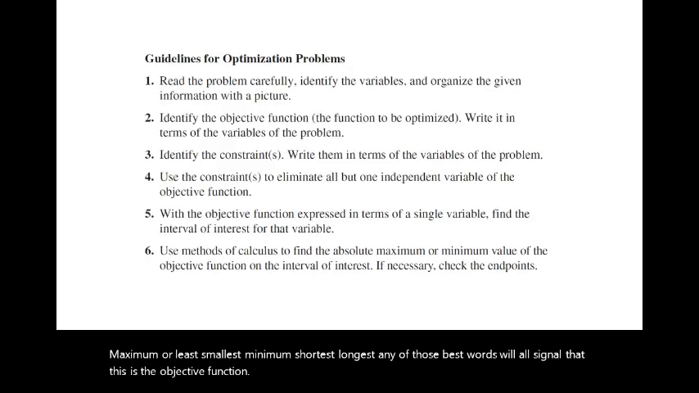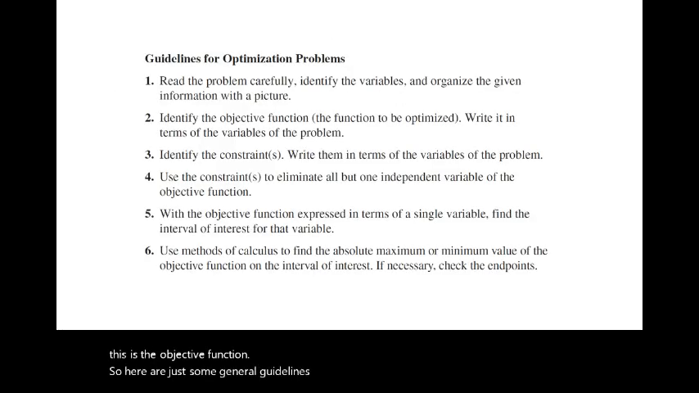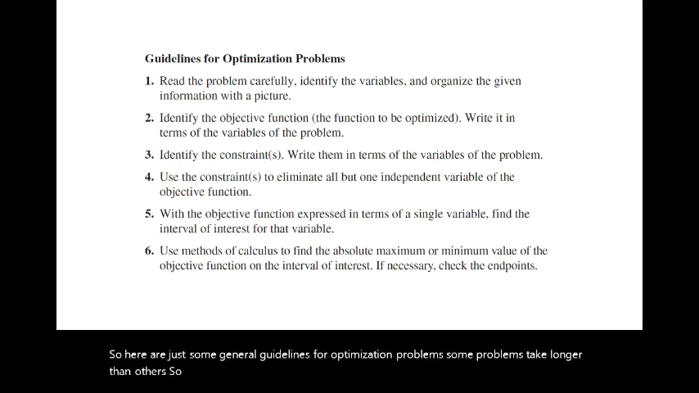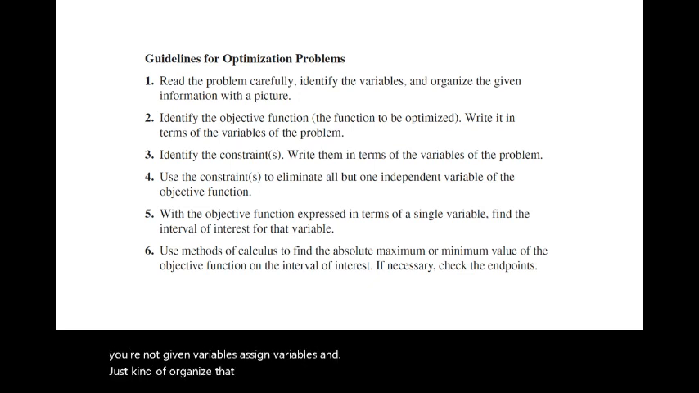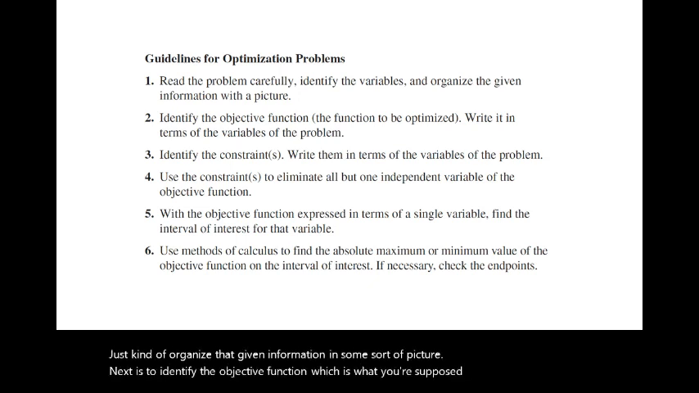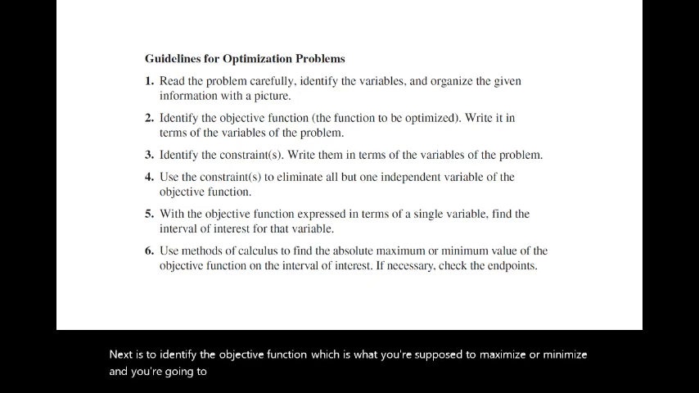So here are some general guidelines for optimization problems. Some problems take longer than others. Make sure that you read the problem, and if you don't have a picture, draw one. If you're not given variables, assign variables, and organize that given information in some sort of picture. Next is to identify the objective function, which is what you're supposed to maximize or minimize, and write the objective function in terms of the variables in the problem.